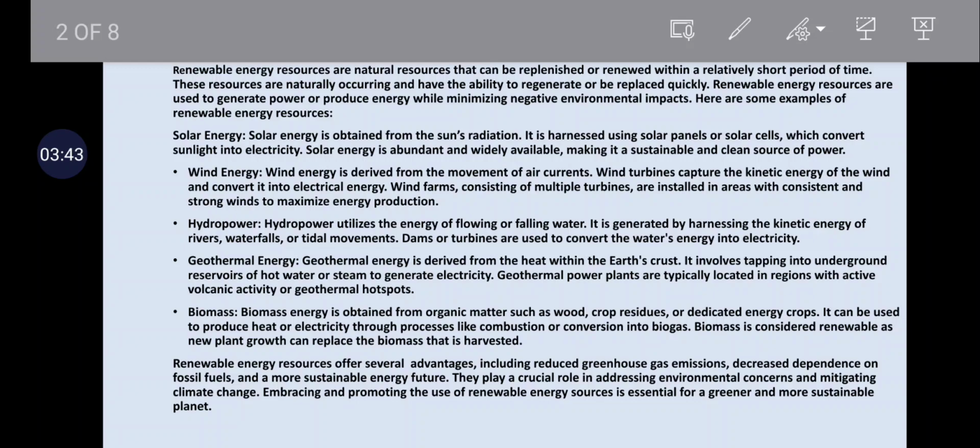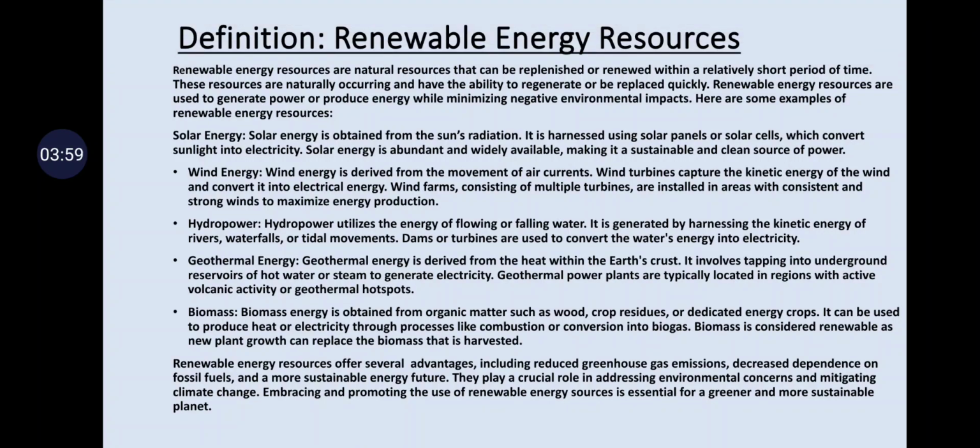Alright, biomass. Biomass energy is obtained from organic matter such as wood, crop residues, or dedicated energy crops. It can be used to produce heat or electricity through processes like combustion or conversion into biogas. Biomass is considered renewable as new plants grow and replace the biomass that is harvested.